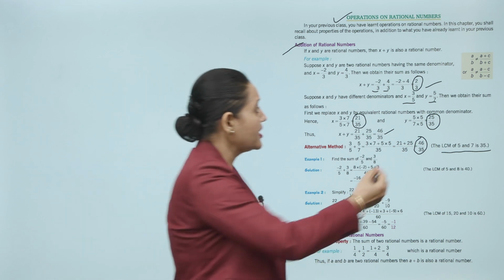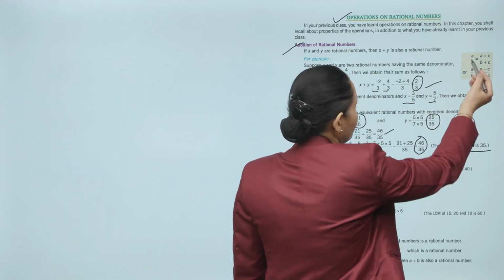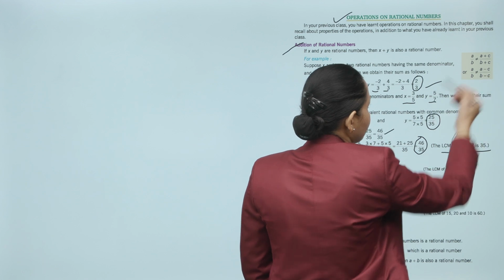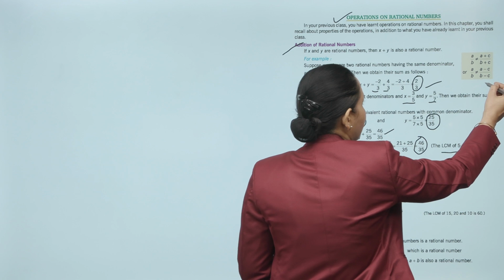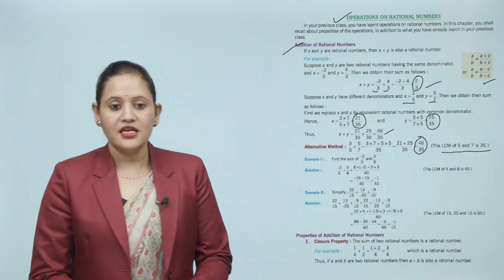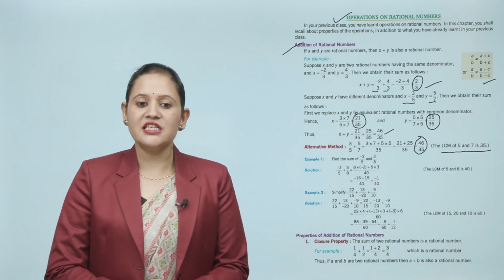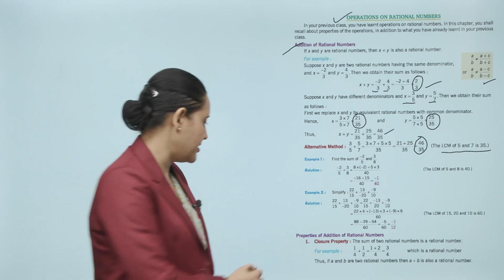Next, a upon b is not equal to a plus c upon b plus c, or a upon b is not equal to a minus c upon b minus c. Clear? Next, properties of addition of rational numbers.